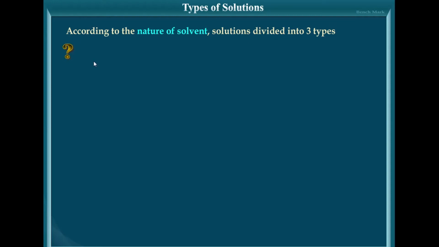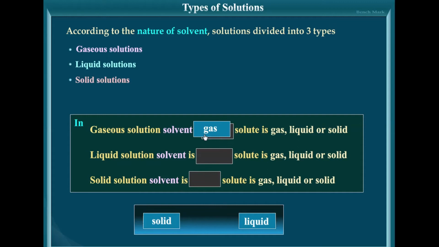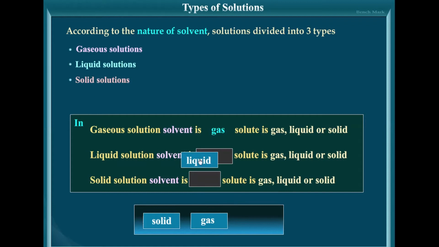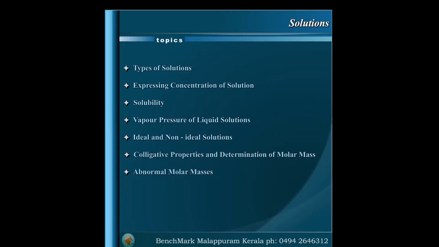Different types of solutions. According to the nature of solvent, solutions are divided into three types: gaseous solutions, liquid solutions, and solid solutions. In gaseous solution, the solute can be gas, liquid or solid, and the solvent is gas. In liquid solution, the solvent will be liquid, that is, the solute can be gas, liquid or solid. In solid solution, the solvent is solid, which you have learnt in the 9th standard itself.